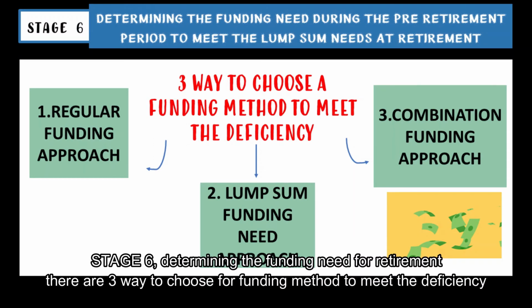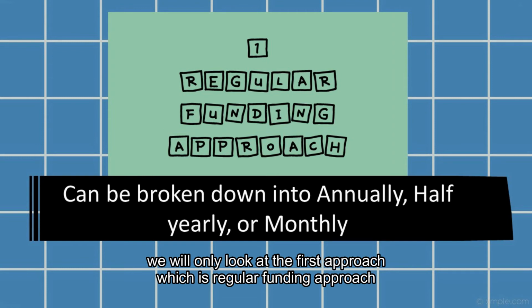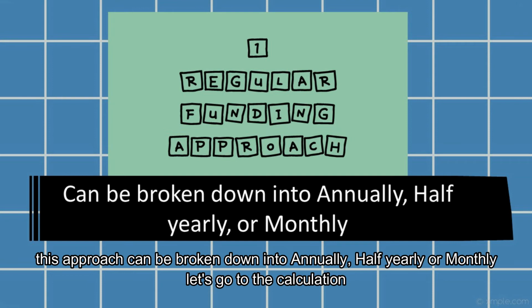Stage C, determining the funding need. So for the retirement, there are three ways to choose for a funding method to fit the deficiency. The first one is the regular funding approach, the lump sum funding approach, and the combination funding approach. We will only look at the first approach, which is the regular funding approach. This approach can be broken down into annually, half-yearly, and monthly. Let's go to the calculation.